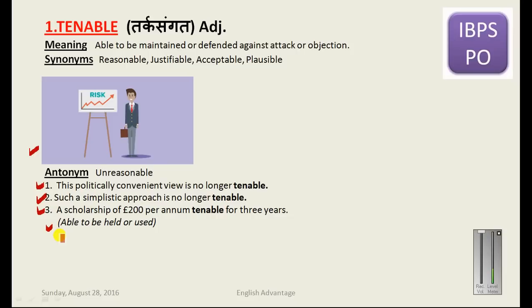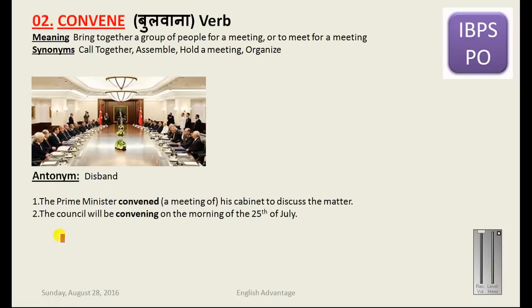Now let us move on to the second word. The second word is convene, and the noun form of this word is convener. The convener is a person who calls the meeting, who assembles the persons for conducting a meeting. So convene means to call people for a meeting. The Hindi meaning I have also indicated. Convene is the verb and convener is the noun. Now let us look at the meaning: bring together a group of people for a meeting, or to meet for a meeting.